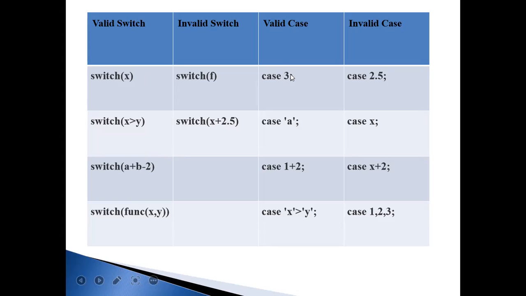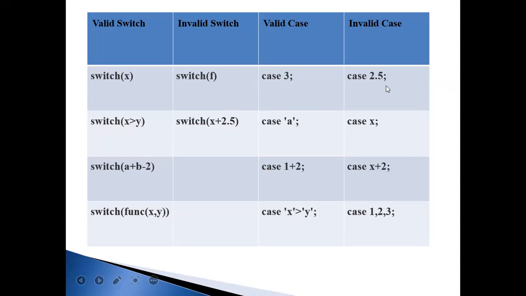In the case also, valid types are integer and character. A character within single quotation marks is treated as a character. Okay. Any expression like 1 plus 2 can be a case, any integer value. x greater than y, we can define like that. We cannot use a float type in case as well as in switch. We should not use float type in both the switch as well as in case.